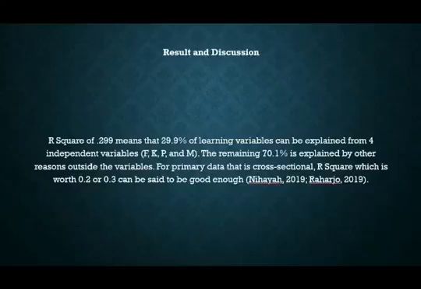This is the table and the R-square of 0.299, which means that 29.9% of the learning variable can be explained by the four independent variables. The remaining 70.1% is explained by other reasons outside the variables.